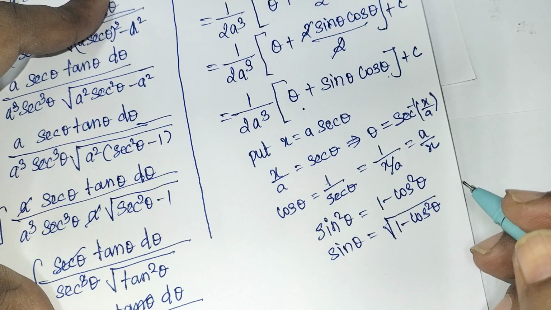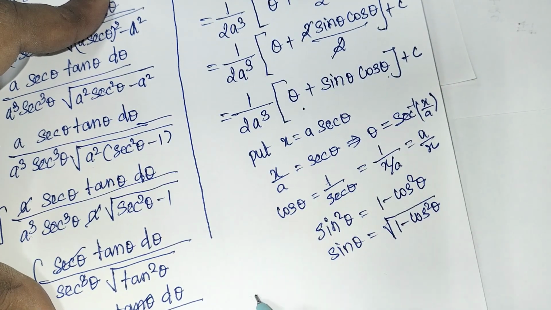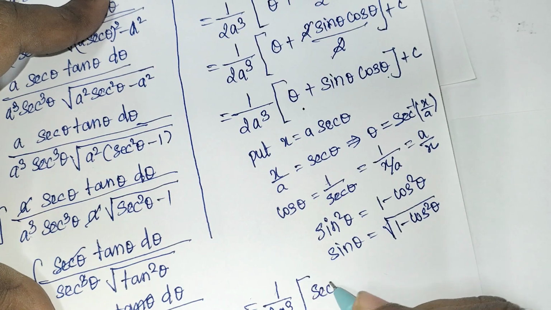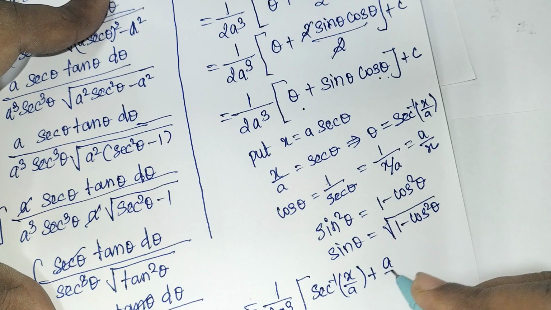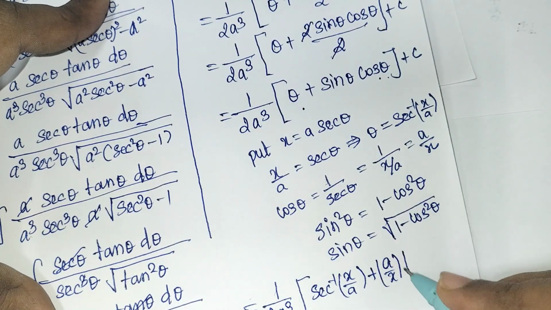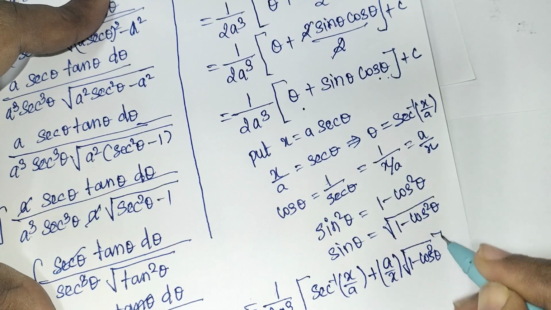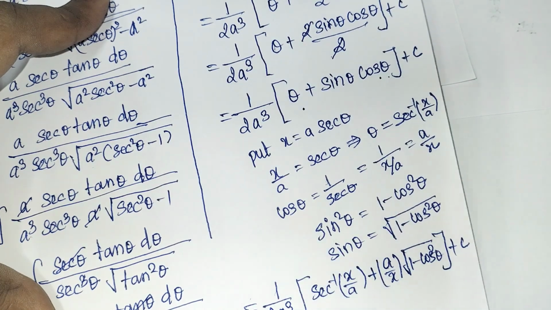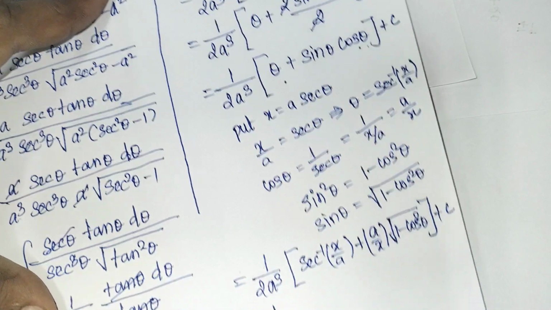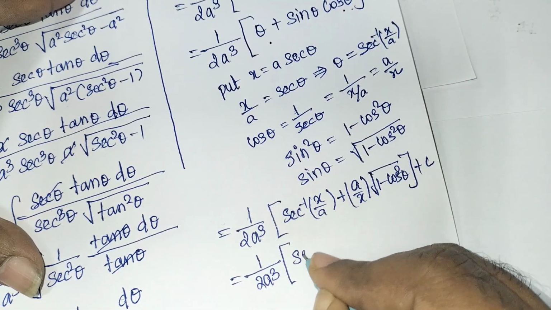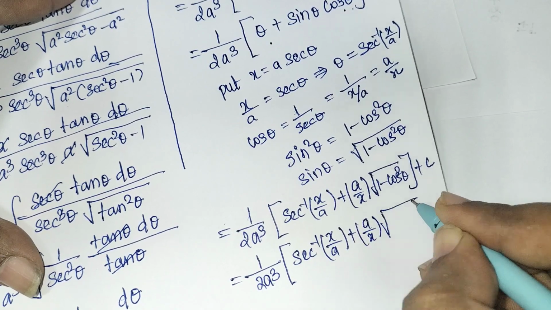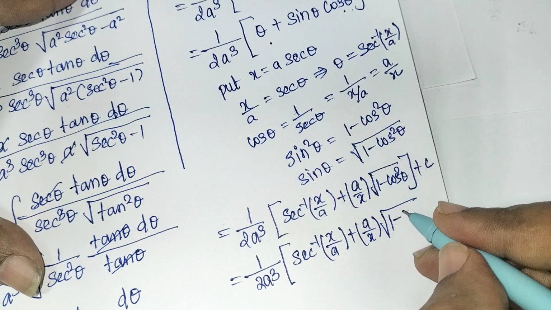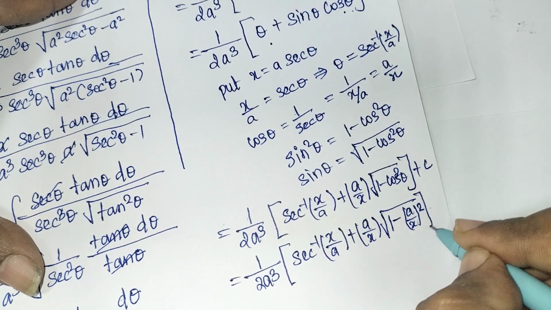So just you can replace here 1 by 2 a cube and theta replaced by secant inverse of x by a, plus here cos theta is a by x, and sin theta I will write square root of 1 minus cos square theta, plus c. Here this cos theta value already we know, a by x, just replace that. I will get 1 by 2 a cube, secant inverse of x by a plus a by x into square root of 1 minus (a by x) whole square, plus c.